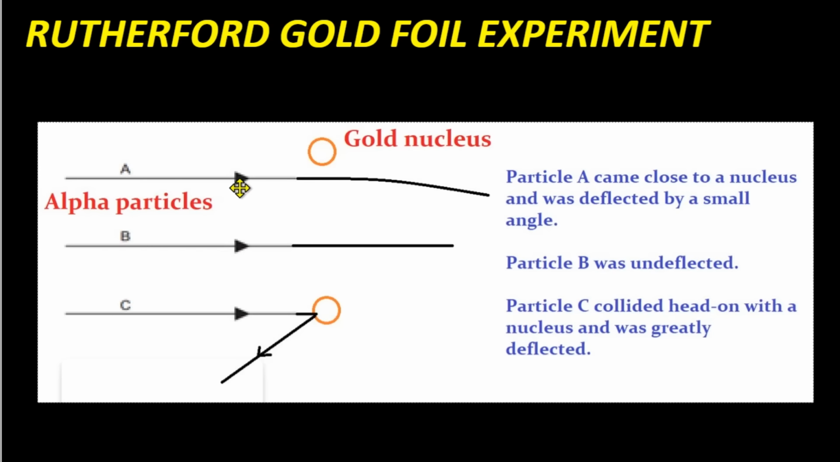Now pathway A here, particle A, we can see that it bends or it gets deflected just slightly. This is because it came close to a nucleus and was deflected by a small angle. This is because alpha particles are positive and the nucleus is also positive, so they would repel. B doesn't even come close to a nucleus, so this is undeflected. It keeps traveling in a straight line. And C collided head on with a nucleus and was greatly deflected. Basically it hit here and it bounced back like that.